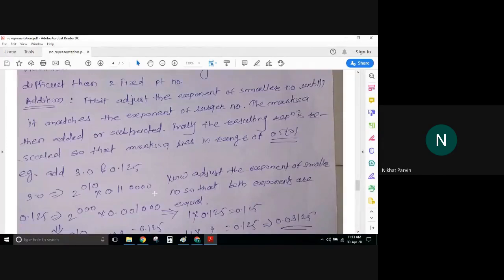Now here you see what they are saying: adjust the exponent of the smaller to the larger. Let us say I am talking about 4 into 10 power minus 2 plus 3 into 10 power minus 3. These exponents are not the same, so for addition, what is the rule? The two exponents should be the same. If not, you have to change the exponent of the smaller number in such a way that it becomes the same as the larger number's. Then the mantissas get added.